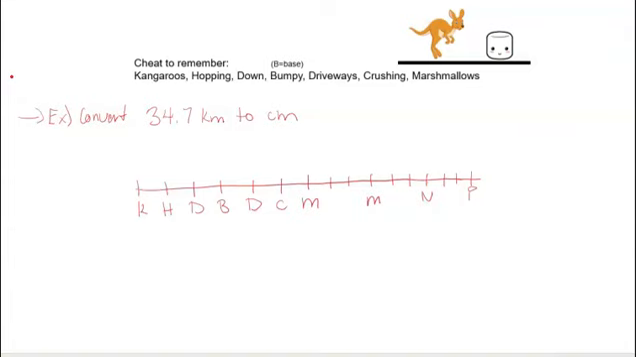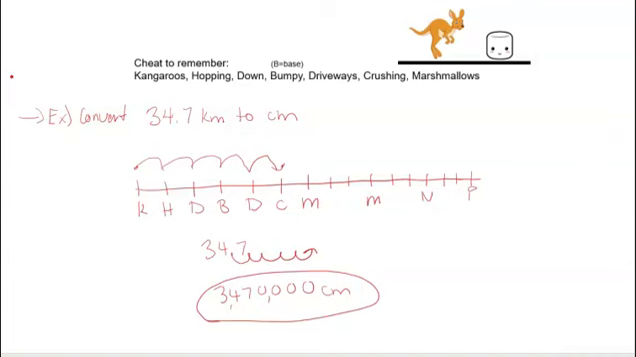Okay, we're going to go from kilometers all the way down to centimeters. So we're going to jump 1, 2, 3, 4, 5 spaces to the right. 34.7. I'm going to move my decimal 1, 2, 3, 4, 5 spaces to the right. So I'm going to end up with 34.70000 centimeters. So this is my final answer.